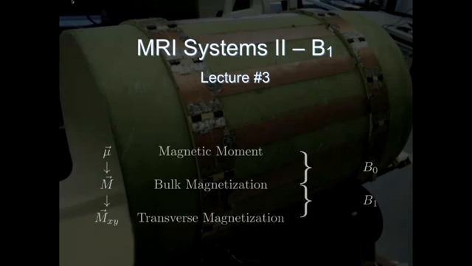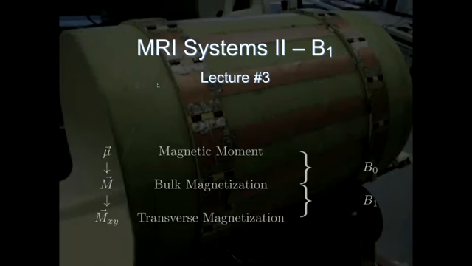So this is where we are today. We started the first lecture building our understanding of B0, and then we talked about nuclear precession and the equation of motion last time. I want to introduce a new hardware component today. It's the B1 system. So we'll talk a fair bit about the hardware componentry of the B1 system.